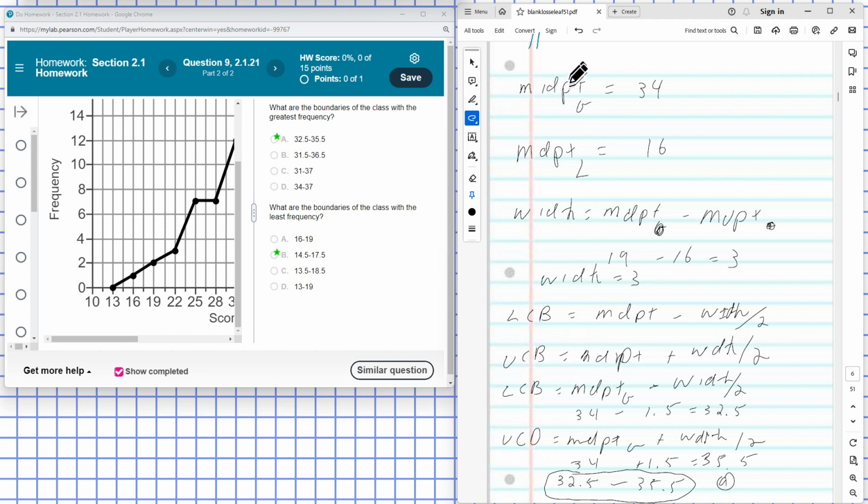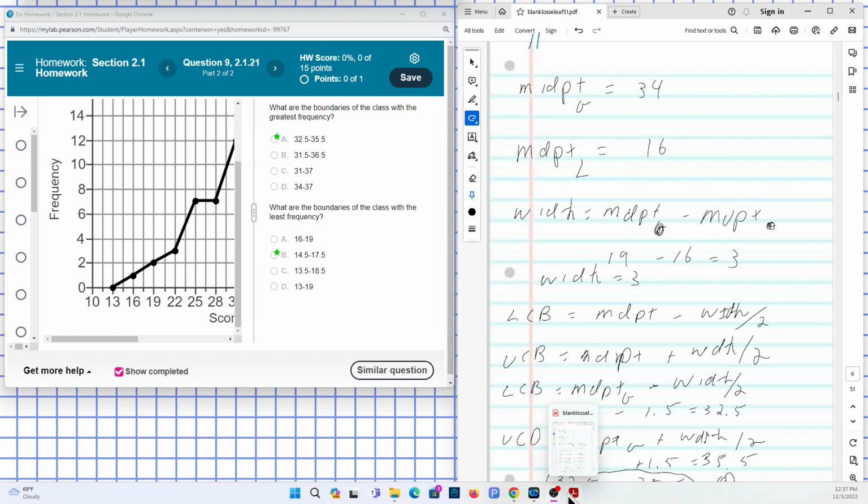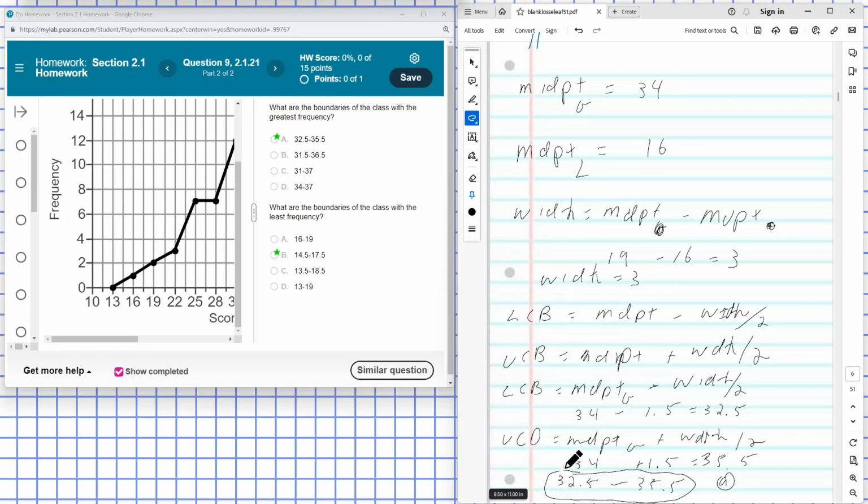So when I have this midpoint here, G, for the greatest is 34. So my lower class boundary would be 34 minus 1.5, which is 32.5. Then for the upper class boundary, I have the midpoint plus 1.5, which gives me 35.5. So these are the boundaries here. My boundaries end up being 32.5 to 35.5. Then you would repeat it again for the second part for the least frequency, where the midpoint is 16, and you do the same thing again.